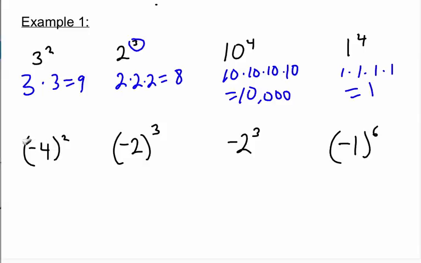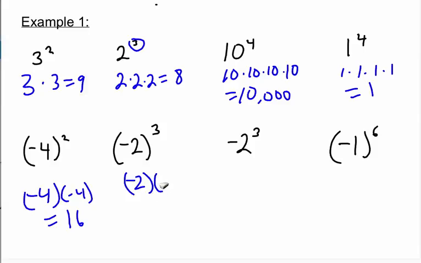Next, we'll have this one, and this is negative 4 in brackets, so that means the negative 4 is multiplied by negative 4, and we get positive 16. Okay, whenever you square a number, you'll get a positive number or 0. And here we have negative 2 cubed, that means negative 2 times negative 2 times negative 2, which is, well, negative 2 times negative 2 is positive 4, times this negative 2, that'll give us negative 8.